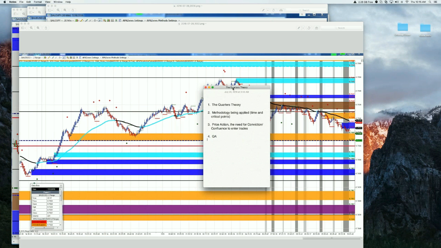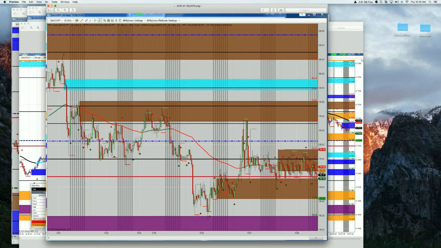So, for example, I can show a couple charts here to make it simple. This is the Aussie yen chart. Gabe, you can see my chart, right? Everyone can see my screen? Yes, we can. Okay. As you can see, there's a red line here. This is 80. This is actually a large quarter number. The quarters theory is based upon round numbers, essentially.